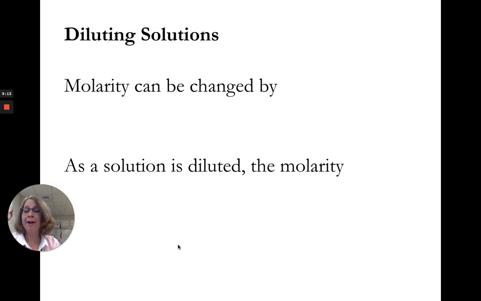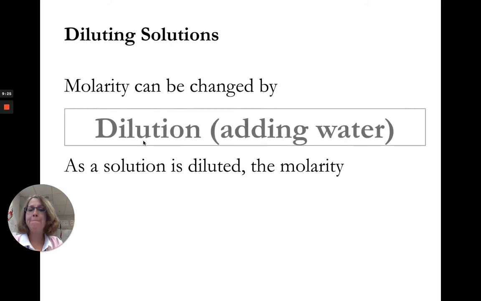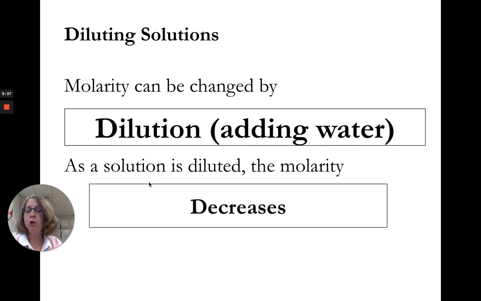All right, so we're going to talk about diluting solutions. So you already have made the solutions, but maybe it's too concentrated. Maybe you need to change the concentration. So molarity can be changed by dilution. And dilution just means I'm going to add water. And again, when you dilute something, you're going to make it less concentrated. So as the solution is diluted, the molarity decreases. It gets less concentrated.